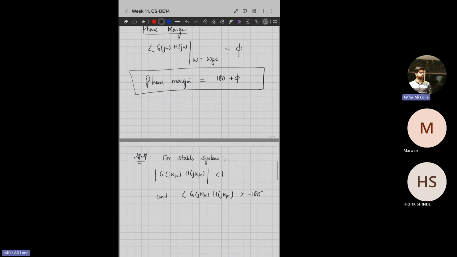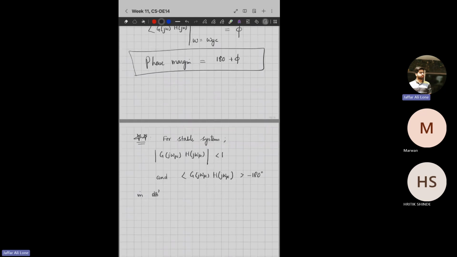So in decibels, my magnitude is less than 1 for the gain margin. For stable systems, my magnitude at omega pc, why? Because for gain margin, I am calculating magnitude at omega pc, right? Similarly, oh, sorry, here it should be gc, because for phase margin, I am calculating at gain crossover frequency, right? And the angle is greater than minus 180.